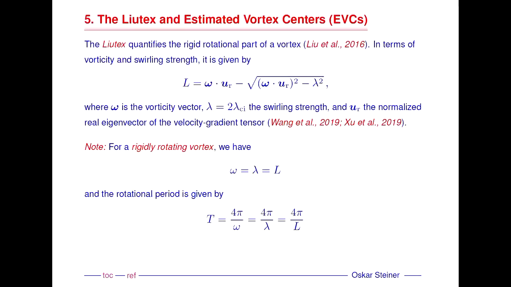Now let's move to the Liutex. So the Liutex is the rigid rotational part of a vortex.